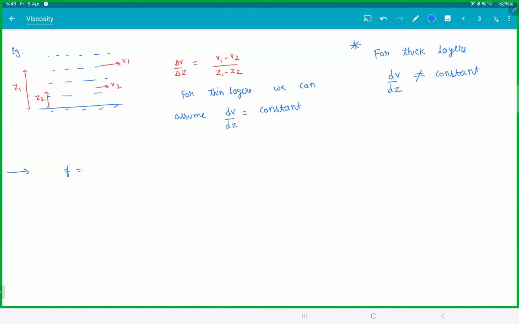In this equation, F is minus eta A dV by dz. F is parallel to the surface and not perpendicular. Therefore, F by A is not pressure. We call this thing shearing stress.